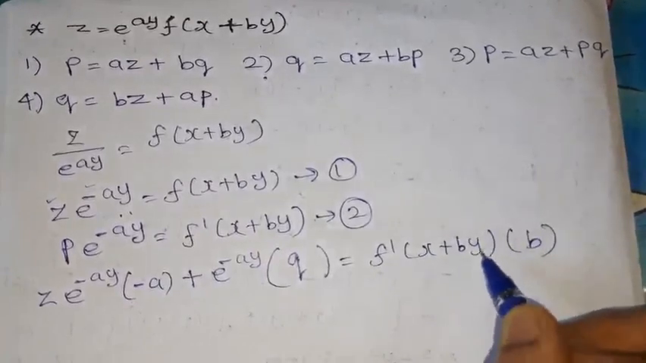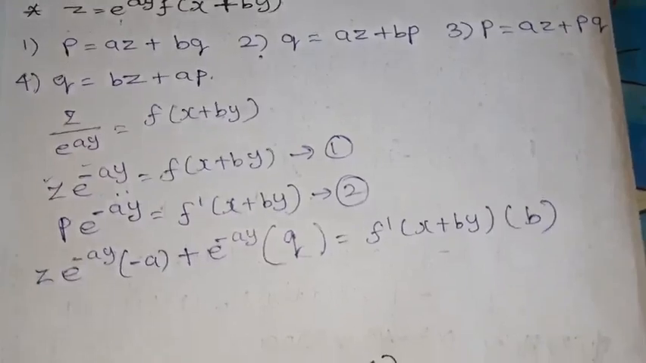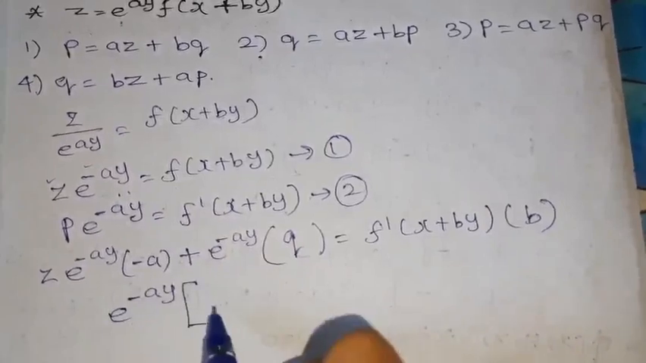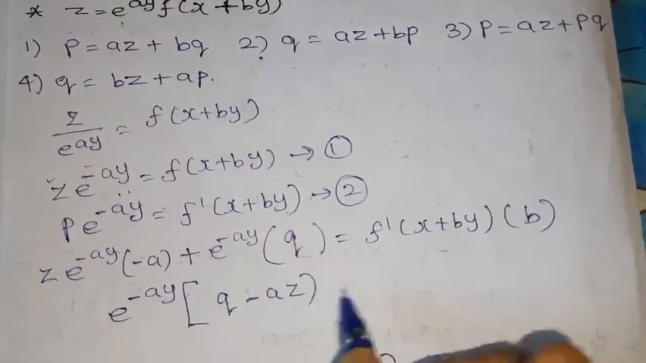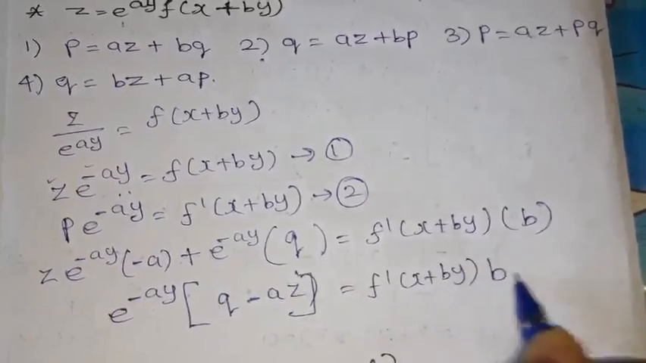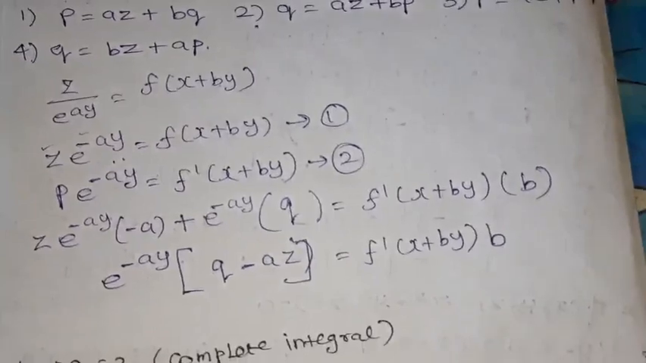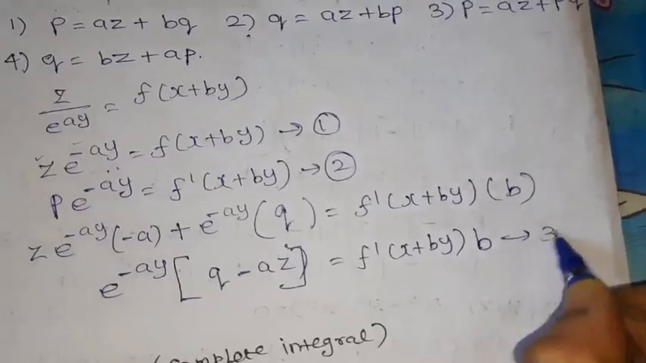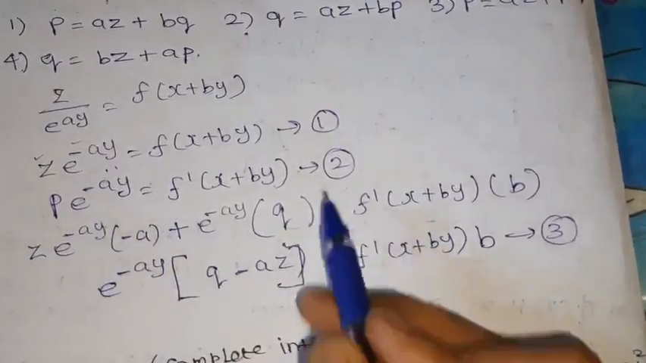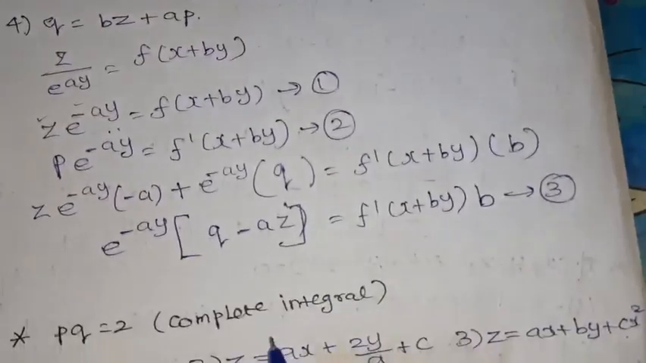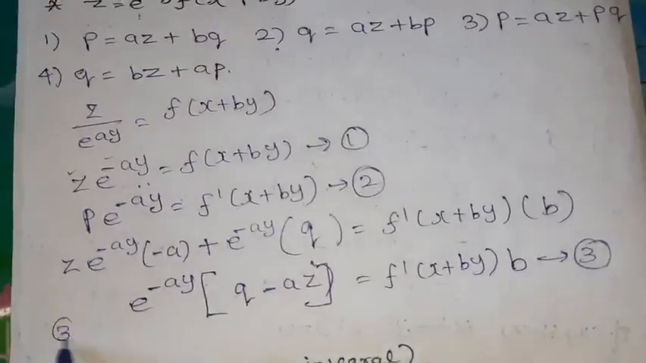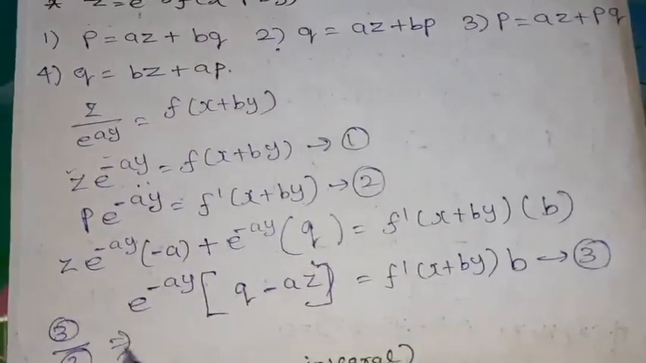When differentiating by again, we will get b only. By simplifying, e power minus ay is common. So q minus az equal to f dash of x plus by into b. This is equation 3, and this is equation 2. Equation 3 divided by equation 2, what will we get?